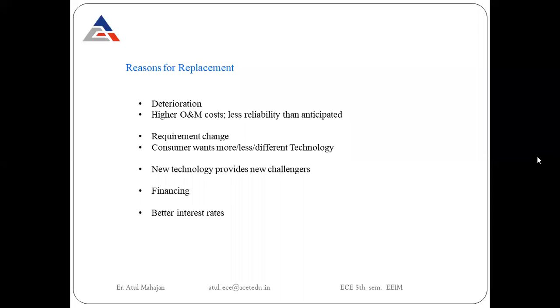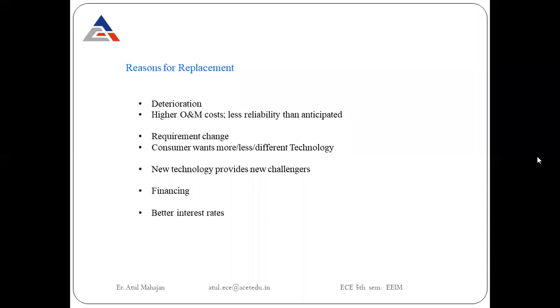So our next point is that new technology provides new challengers. It means whenever we come across a new technology, suppose I was dealing with the old technology. It was 2G, if we talk about mobile phones. Previously I was talking about 2G technology, I was talking about 3G technology. But right now I'm talking about 4G technologies.